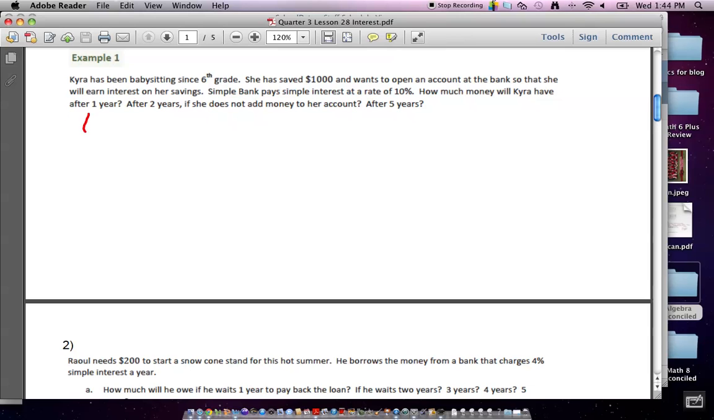Now, here's the formula. I equals P-R-T. Principal times the rate of interest as a decimal times the time. So, let's do 1 year. What's the principal? What's the amount of money we start with? $1,000. Good. Then I'm going to multiply that by the interest rate. What is the interest rate? 10%. What is that as a decimal? 0.10. Good. And I'm going to leave it in for 1 year. Don't figure it out yet. We'll figure it out in a minute.